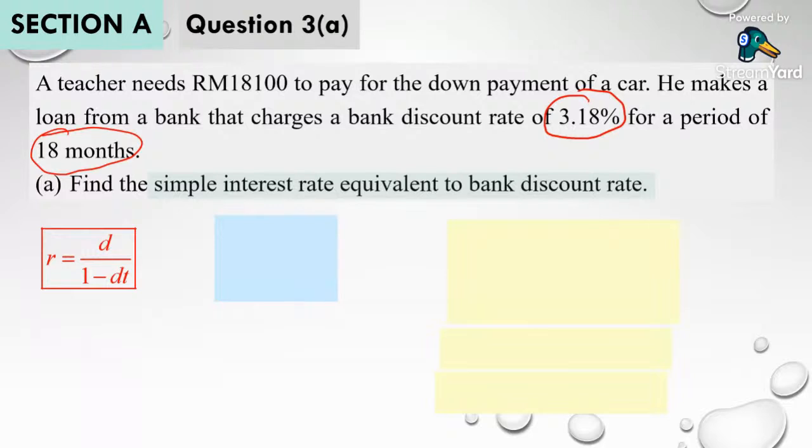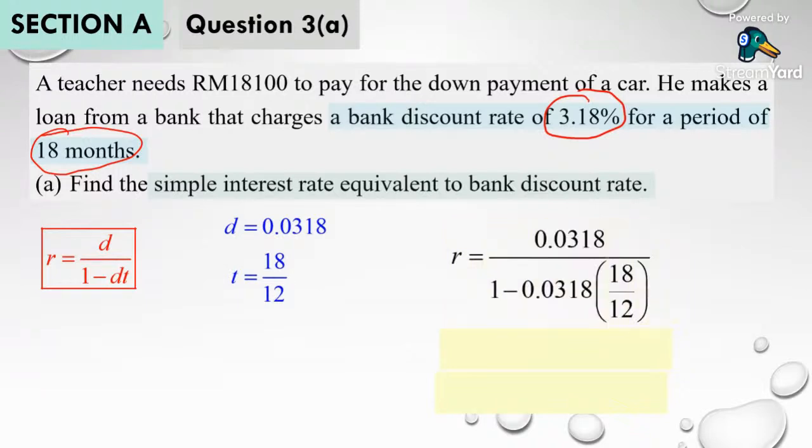Now we determine the corresponding D and T in the question, as we identified just now. D is 3%, which is 0.0318 after we convert into decimal. The time we want in terms of years, so I would like to have 18 divided by 12. Next, we substitute accordingly into the equation. Then we have our answer as follows.